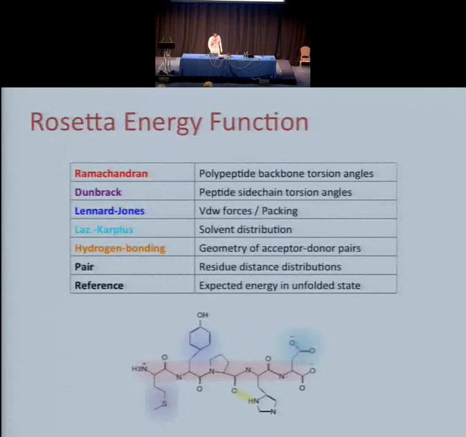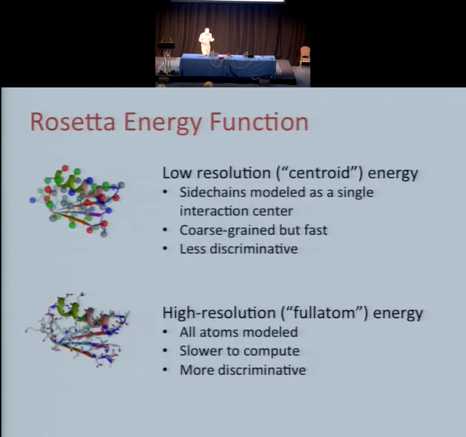And so finally, the majority of Rosetta protocols operate in two different phases. In the first phase, known as the low resolution phase, which was also talked about briefly in the last talk, the side chains are modeled using a single interaction center. It's a very coarse-grained energy function, very quick to compute with, and less discriminative. So generally, large-scale backbone rearrangements are made in the centroid mode. Then in the high-resolution energy, all the atoms, including hydrogen atoms, are modeled in the protein. It's slower to compute, but much more discriminative. And so generally, refinement is carried out in this high-resolution energy function.